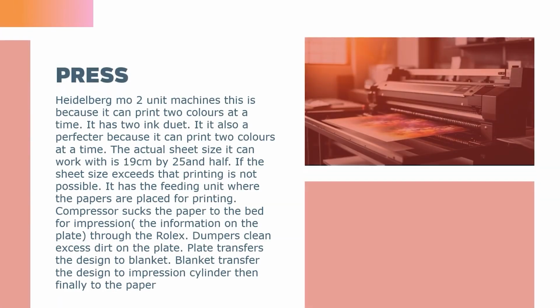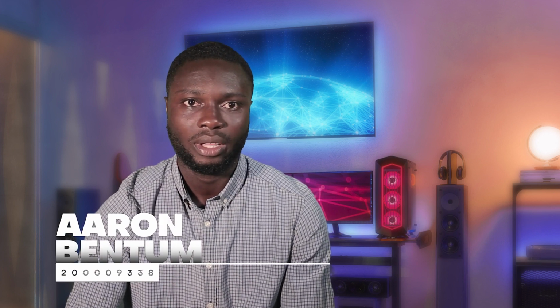So now let's go to the press section and discover some of the machines used there. Heidelberg MO 2 unit machine. This is because it can print 2 colors at a time. It has 2 ink ducts. It is also a perfector. The actual sheet size it can work with is 19 cm by 25.5. If the sheet size exceeds that, printing is not possible.